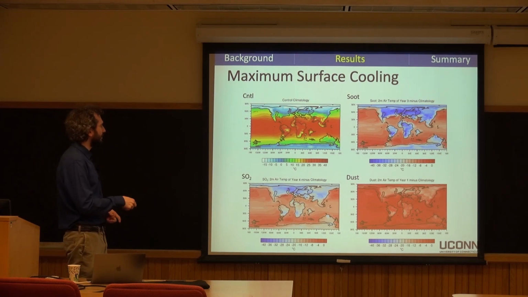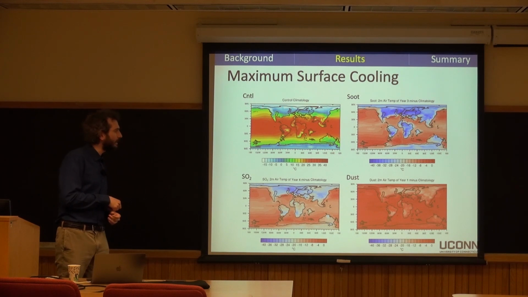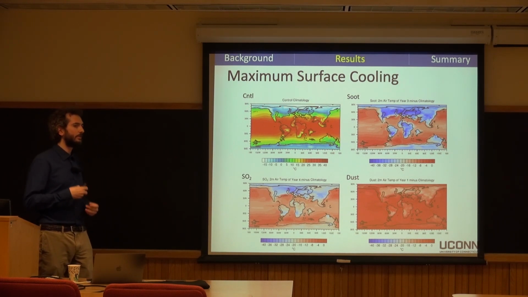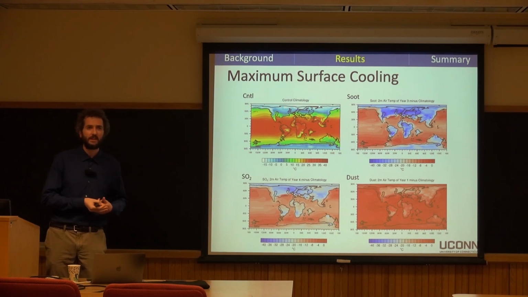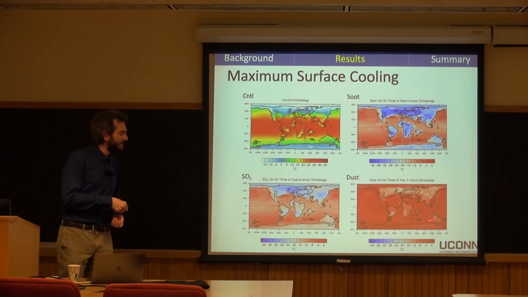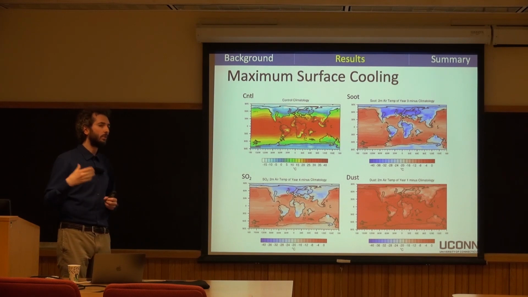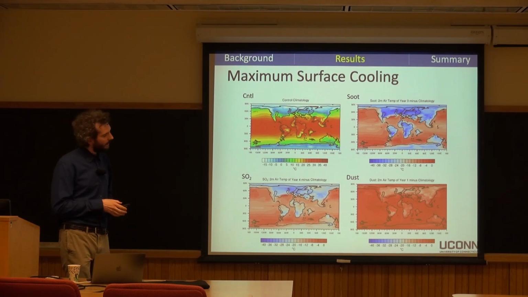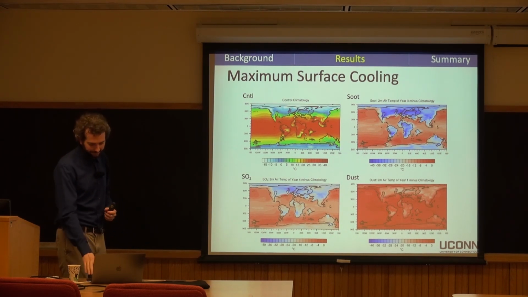Overall, the patterns are fairly similar for the soot and the SO2. A little bit less cooling for the SO2 because you're still allowing some of that light into the surface, and that actually prevents cooling from being quite as extreme. Dust doesn't last nearly as long, and you're already starting to warm up within a 1 year time period. So much less cooling there.